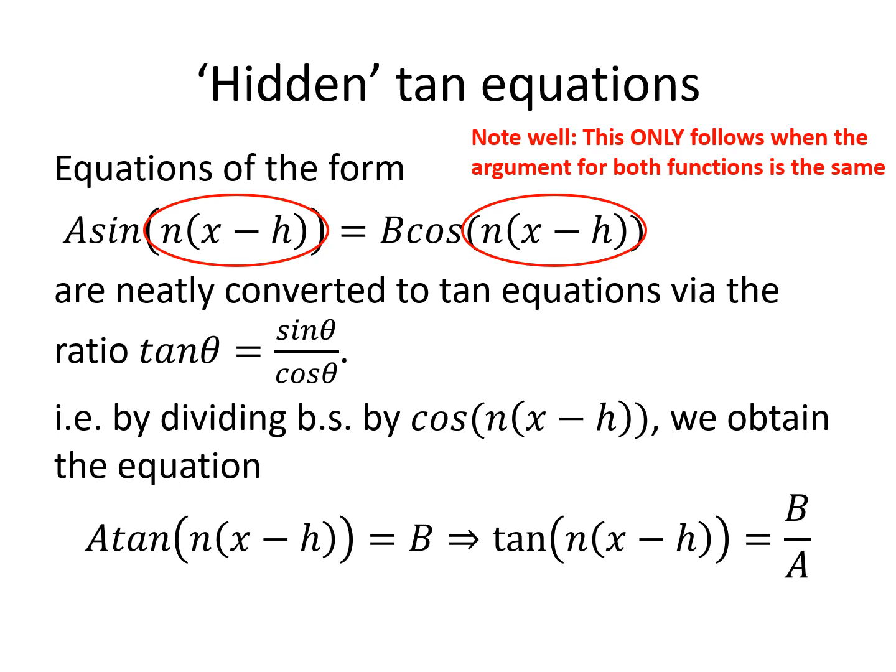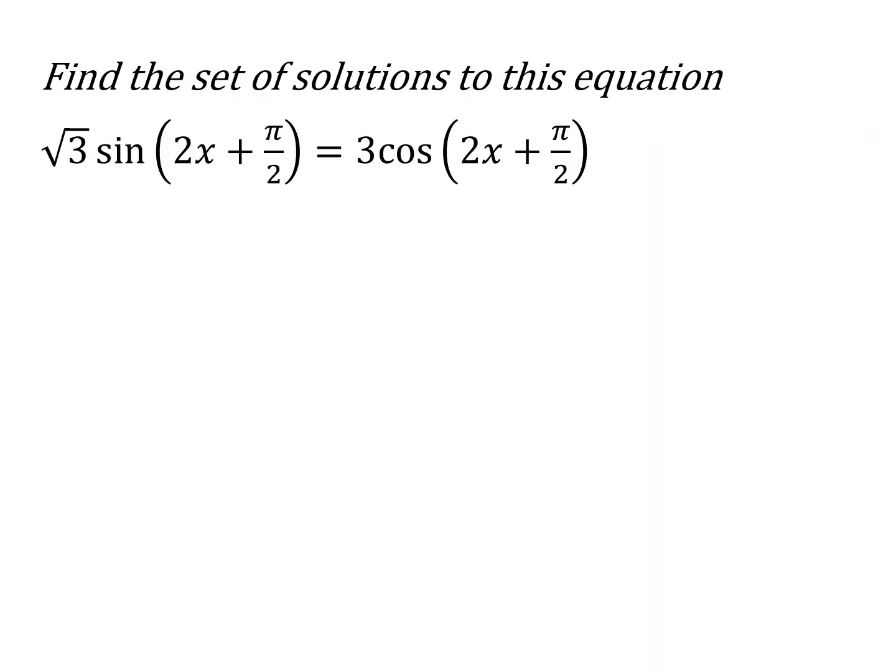Yep. So hopefully that's clear enough. Dividing by cos of that same argument, it becomes a tan, the argument is equal to b, divide through by a, and you've reduced it to a tan equation. So really they're just hidden tan equations. The key is the argument must be the same in both sides. Okay, so have a go at this equation. Pause if you wish and come back to the vodcast when you're ready.